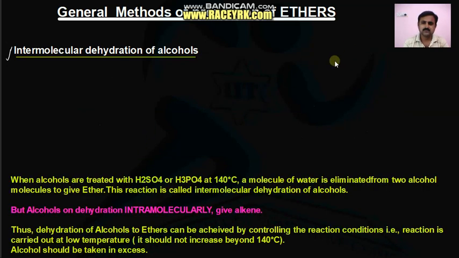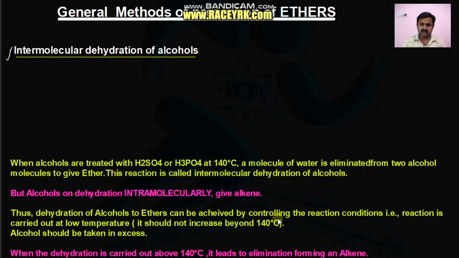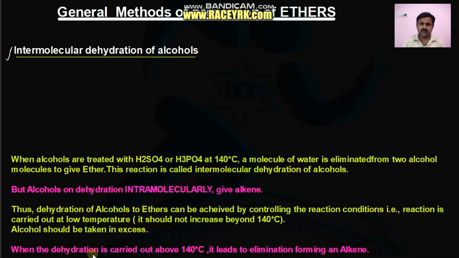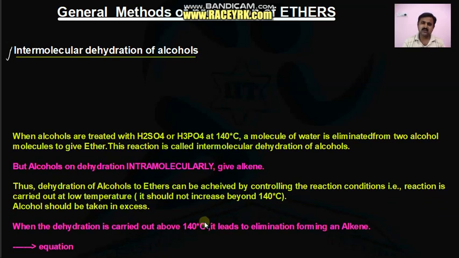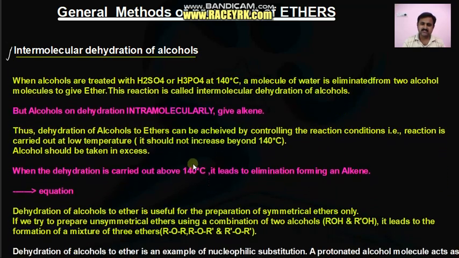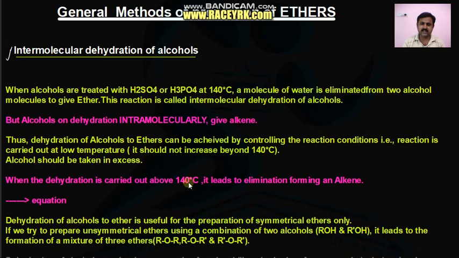Okay. So what is the condition for this alcohol? Alcohol should be taken in excess in this reaction to get ethers. Otherwise what will happen? The dehydration of alcohols may give alkenes, which we call intramolecular dehydration of alcohols, and that won't give ethers. And one more thing we have to observe: when we go beyond 140 degrees Celsius, elimination forms alkenes.